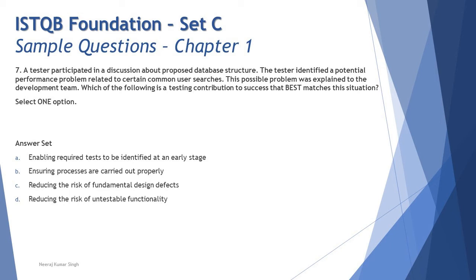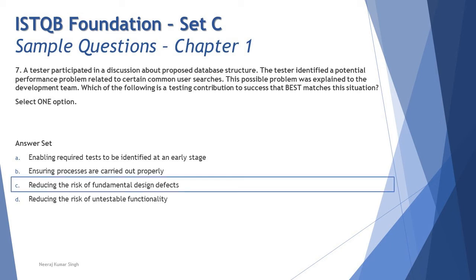That totally gives us the right justification required to pick our right answer, which is C. Reducing the risk of fundamental design defects is what we are trying to contribute from a testing perspective by participating in the design review and going by the scenario provided to us.